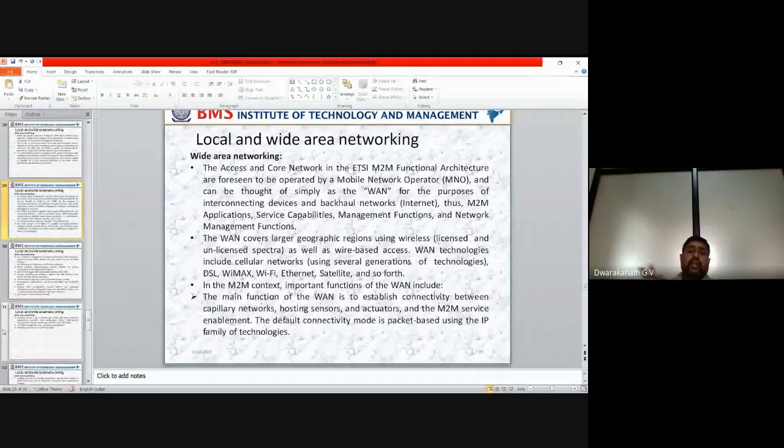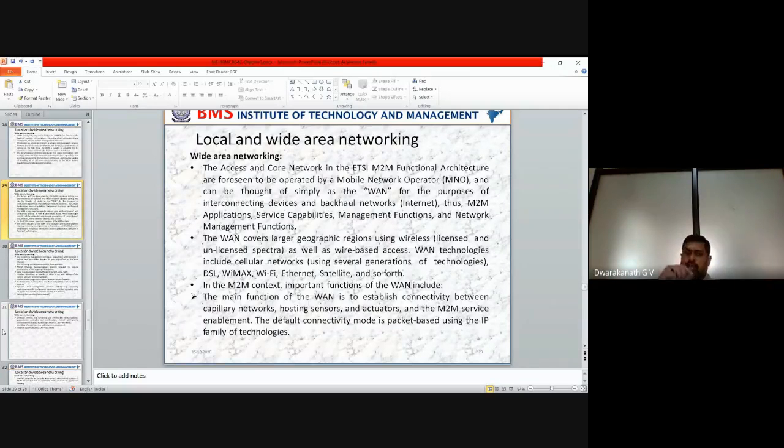For example, assume in Delhi the defense minister is sitting, and the chief of the military is sitting there, and he should also know what is happening on the border. Now, if you think in these terms, how should this connectivity be? In M2M service enablement, the default connectivity mode is packet based, using the IP family of technologies. Anyway, internet means IP, so it will always be packet based. This family of technologies only we should use.